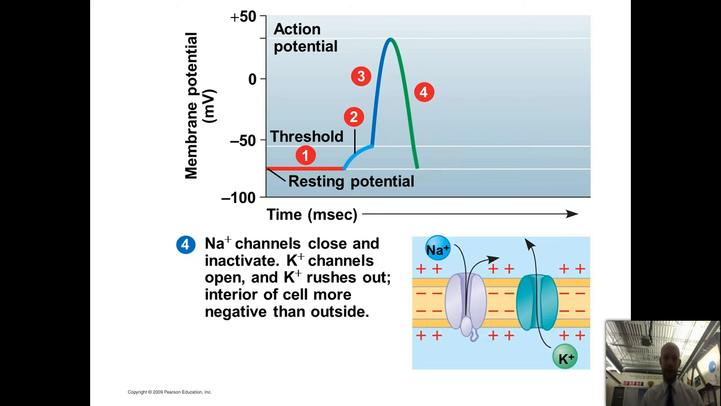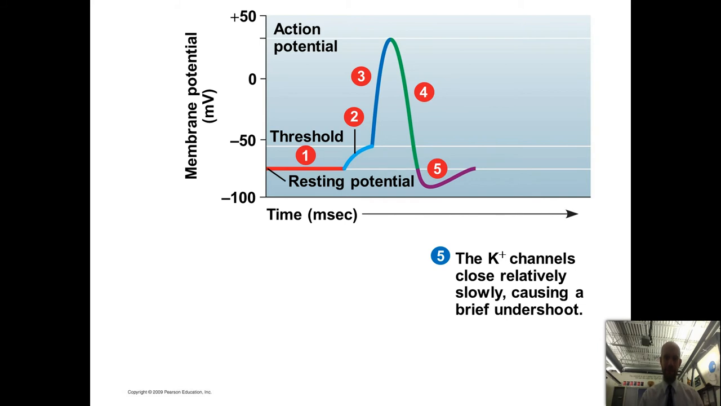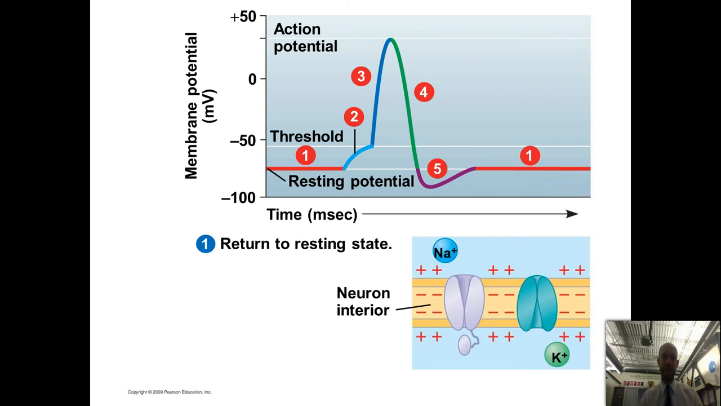This causes a repolarization, and always it'll overshoot slightly. Potassium channels then close, causing a brief undershoot, and then it's returned to its resting state with the sodium-potassium pumps pumping it back. So the key thing to remember, sodium-potassium pumps are maintaining this gradient. Negative on the inside, positive on the outside.